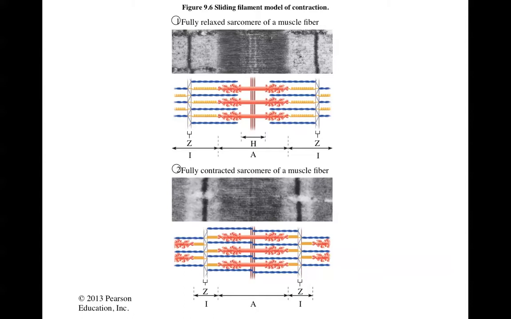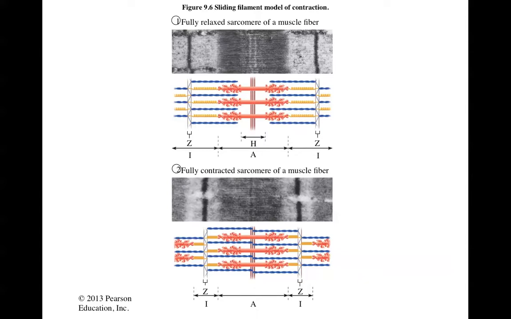Okay, so we've defined A bands as being the area that you see these thick filaments, these myosin filaments. The I band as the space between them. The Z disc is this attachment point for the actin, and it's right in the center of the I bands. The sarcomere has three definitions, if you will.